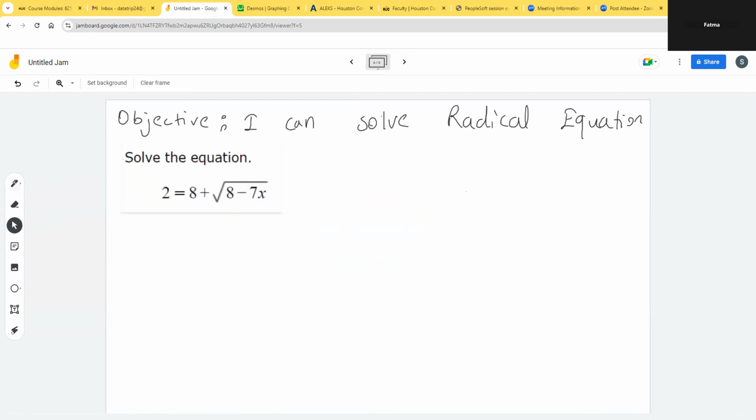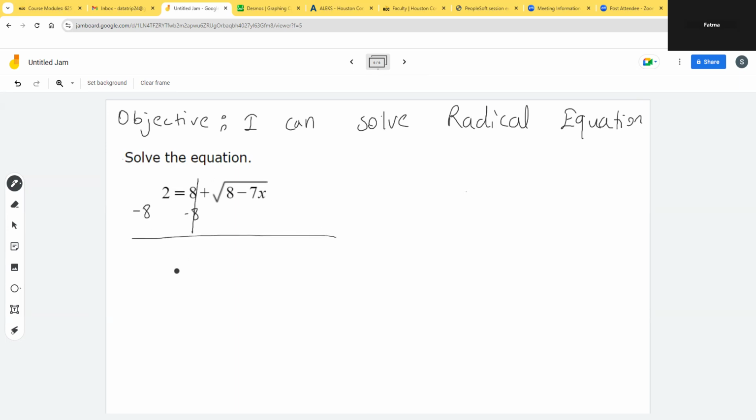Okay, what's the first step with radical equations? We need to isolate it. Is it isolated in this problem already? What bothers the radical? The 8, right? The 8 needs to go to the other side. How can the 8 go to the other side? Not yet. We have to first get rid of the 8. We're going to subtract 8 on both sides.